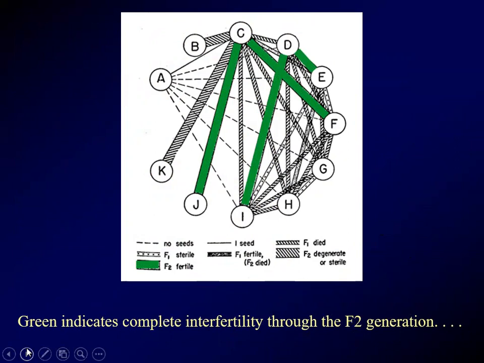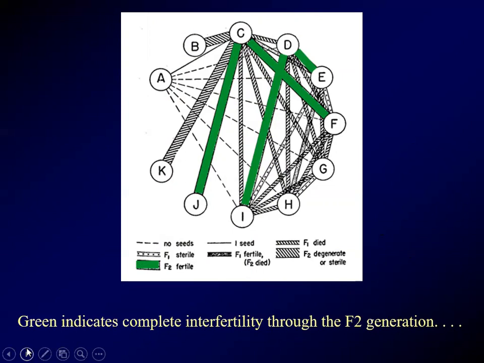The green lines link populations that were completely interfertile all the way to F2. So C and J, for example, he crossbred those, he got fertile offspring. He crossed those fertile offspring, and the offspring of that offspring were fertile. So green is complete interfertility for at least 2 generations. So C and J and C and F and D and E and D and I were completely interfertile.